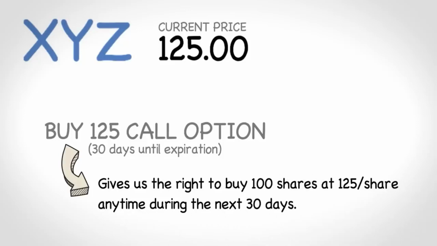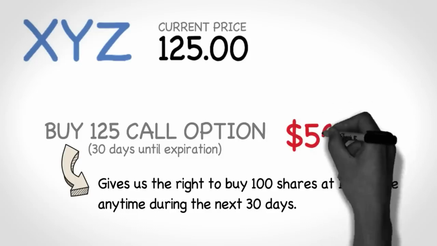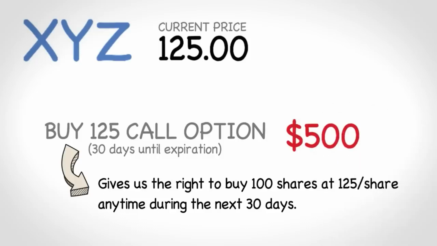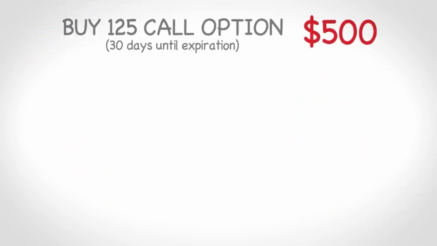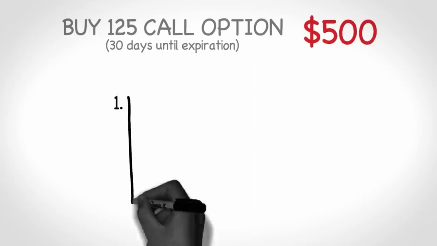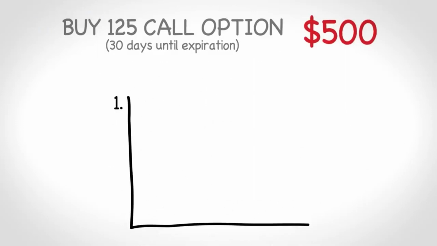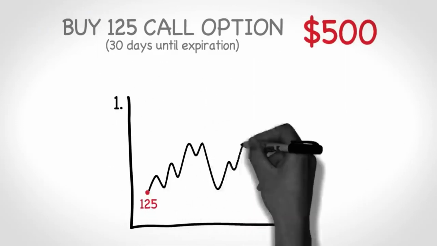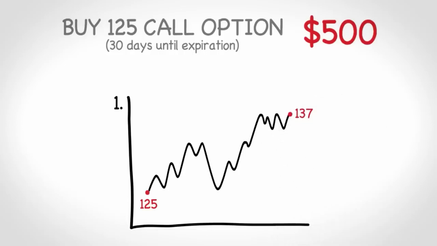This gives us the right to purchase 100 shares of stock at $125 per share anytime during the next 30 days. Now again, the price we have to pay for this call option will be determined by several factors that you're going to learn about soon. But for now, let's just say we had to pay $500 for this call option. Let's look at two scenarios. In the first scenario, after you buy the call option, the stock goes from 125 up to, let's say, 137.